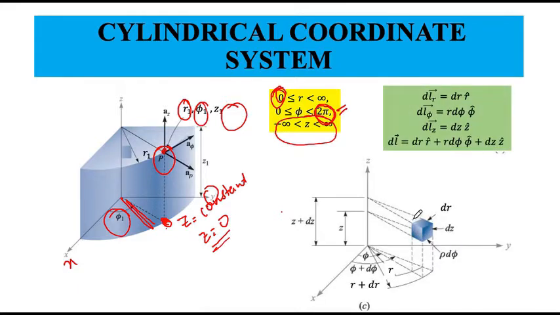Now comes differential length. So r is fairly simple. This is dr. This distance is my dr.